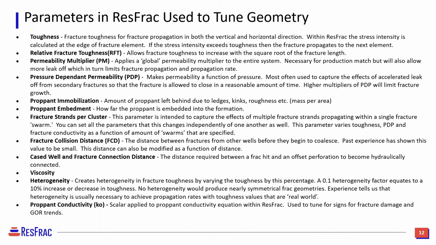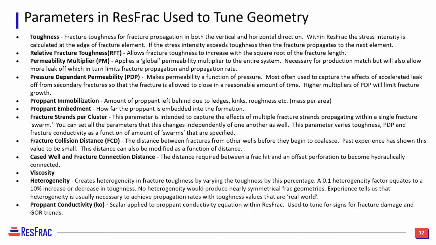A new concept that we've been introducing is fracture strands per cluster. This parameter is intended to capture the effect of multiple fracture strands propagating within a single fracture swarm. You can set all the parameters that change this independently of one another as well. This is going to vary toughness, PDP, and fracture conductivity as a function of the number of swarms that are specified. But you can do that all separately if you want to take that approach as well. Literally, you just say, I have 2 swarms per cluster, and it will take care of it for you. That might be a much easier way to match frac geometry.